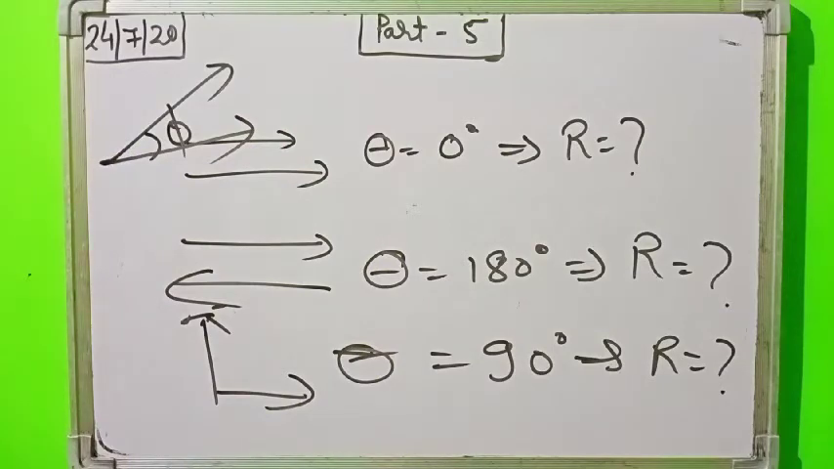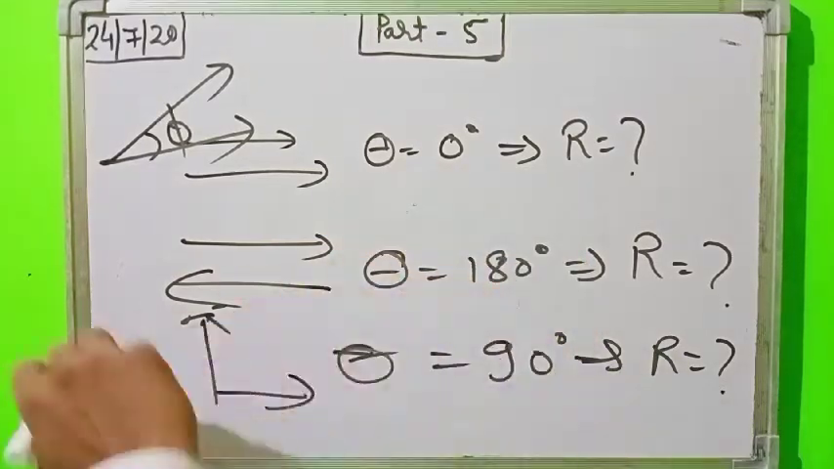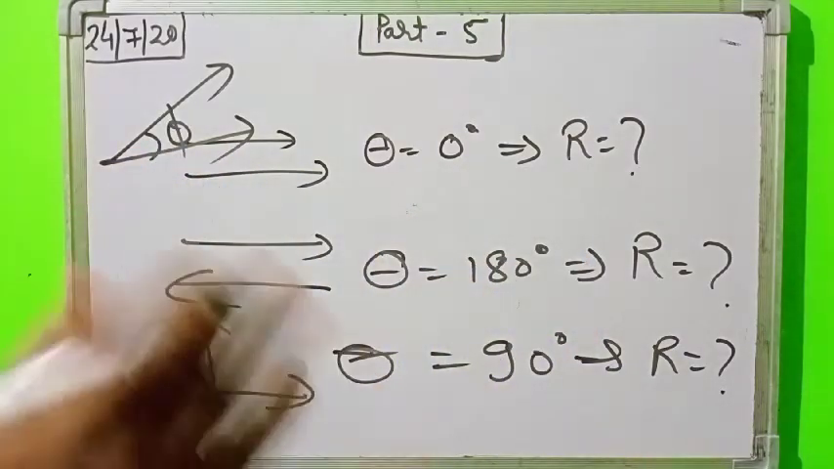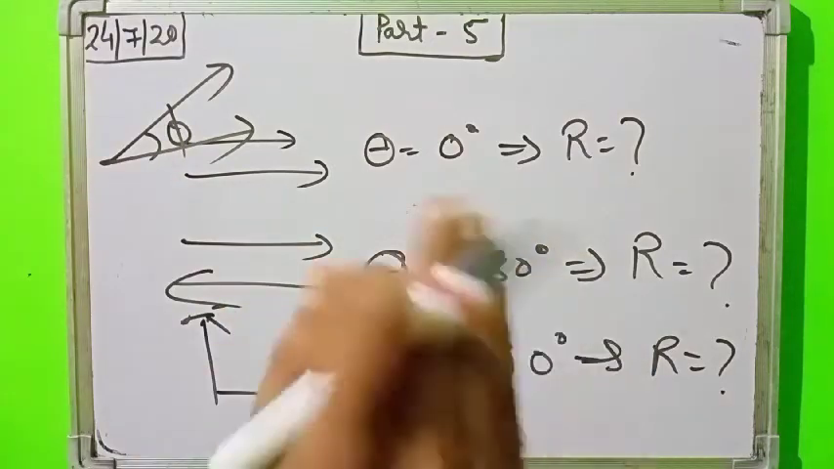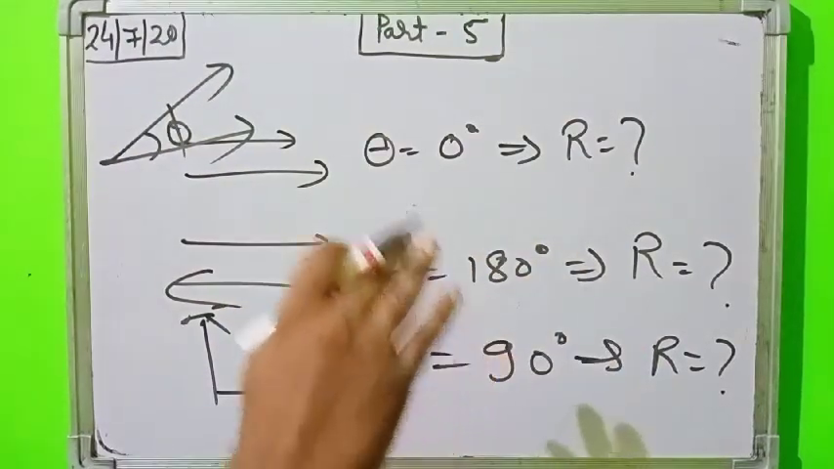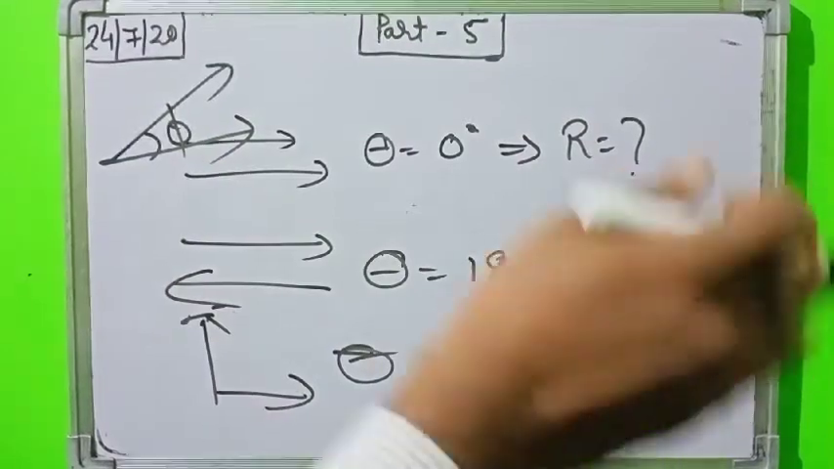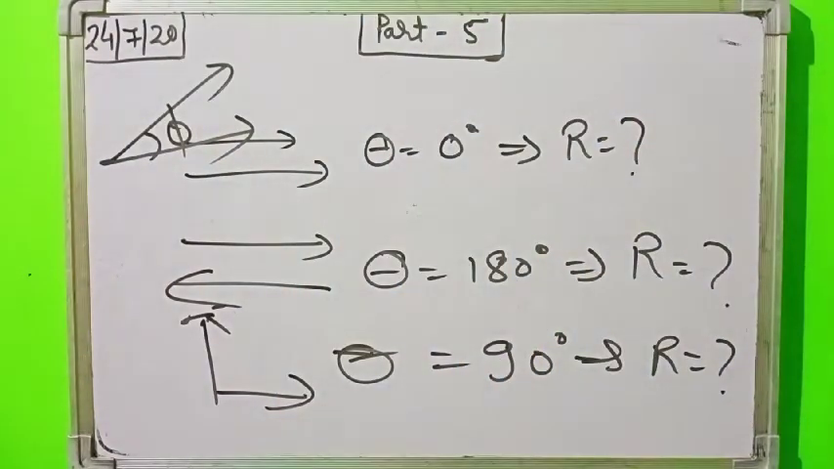After that, we discussed the various positions of vectors: how two equal vectors, or more than two or three vectors, can sum to 0, and how it can be 0 when the vectors are non-coplanar. All these things we have discussed in the previous video.